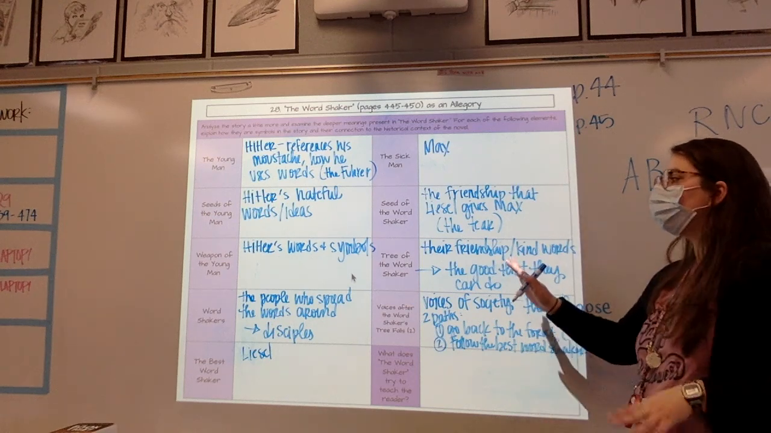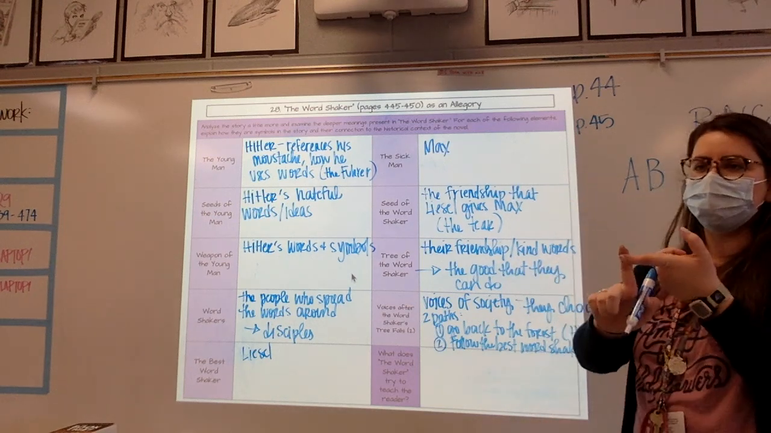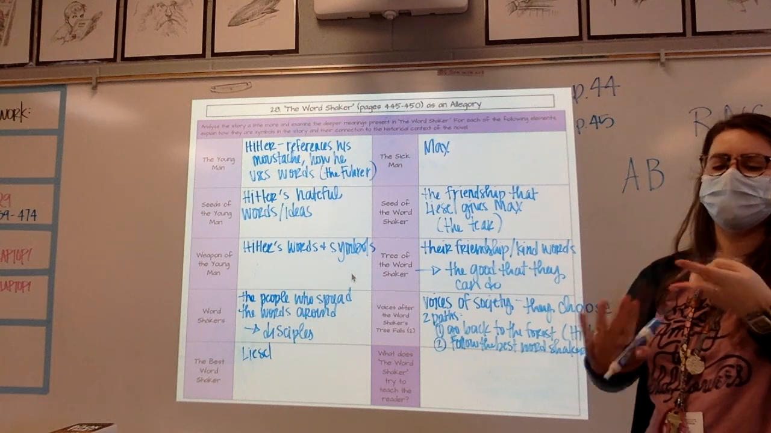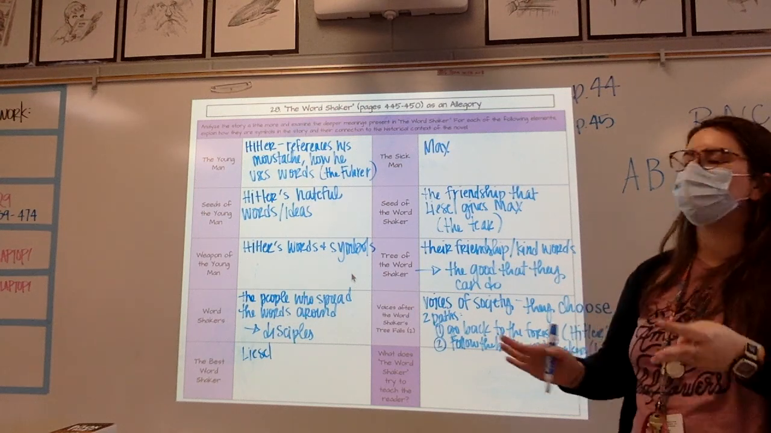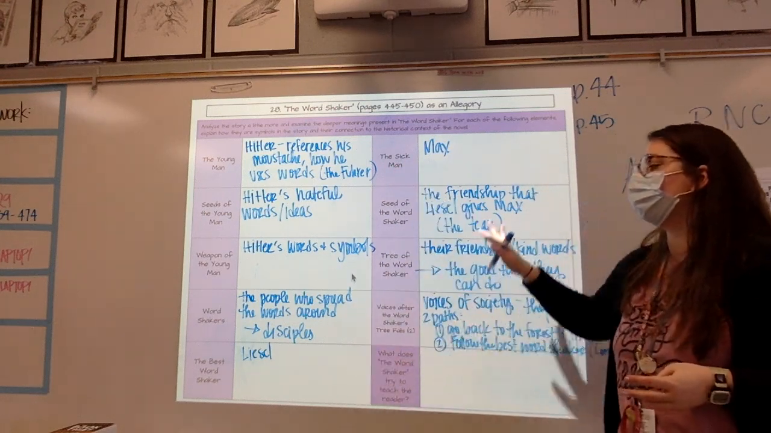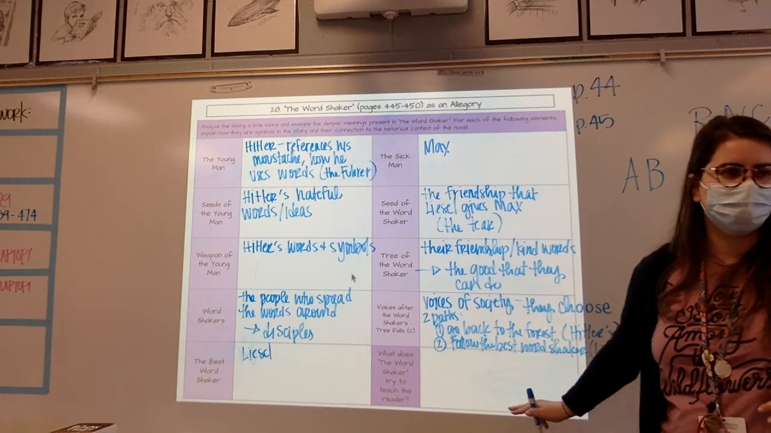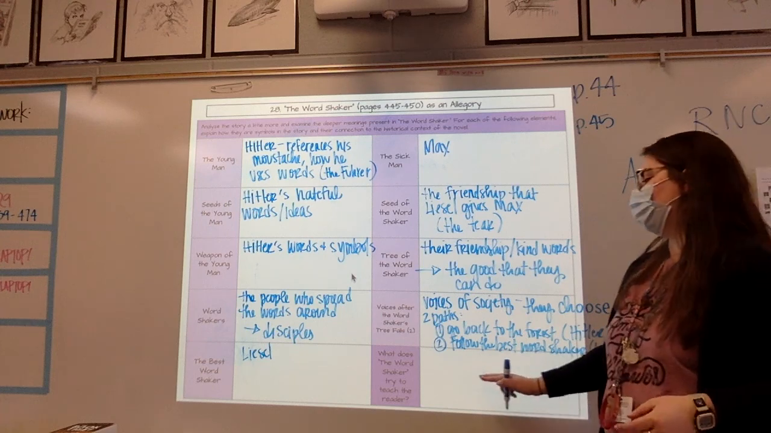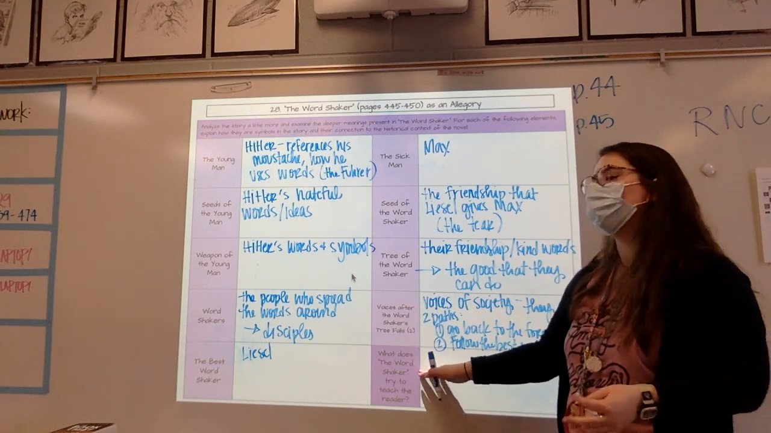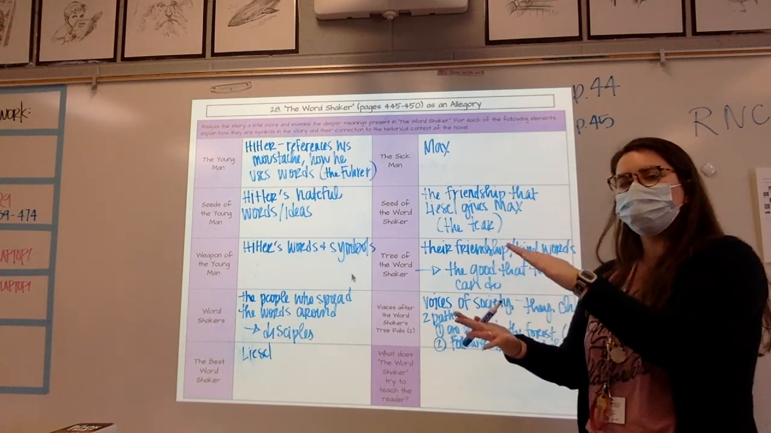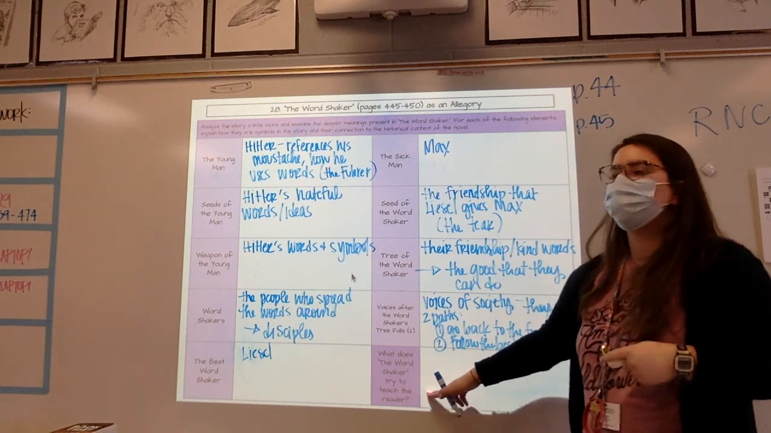Okay, so we've talked about the story. We've explained the story. We've explained the deeper meaning, and we've talked about what each of these things represent. I want you to answer this box on your own. It doesn't even have to be in complete sentences, but it asks, what does the story of The Word Shaker try to teach the reader?